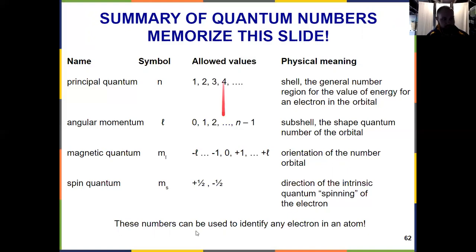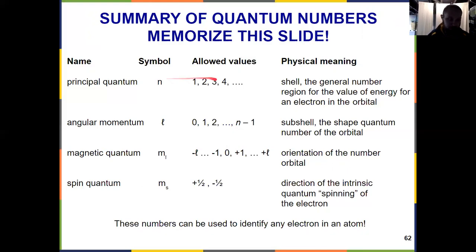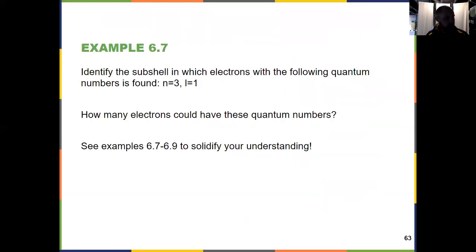Particularly this bit in the middle is what you should be able to tell: the symbol and what their allowed values are, as well as the letter representation, quickly referring to something as like the 4d subshell, or the 2p subshell, any one of those. So good practice here at the end of the video now is to identify the subshell, with the letter notation, where the following quantum numbers are found.